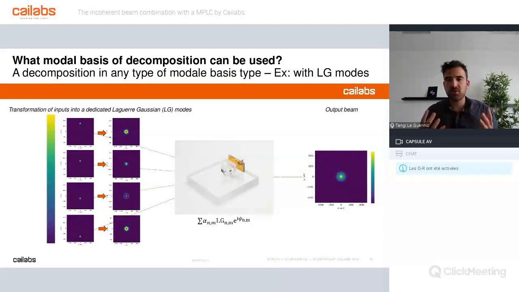The linear combination of these converted modes will give the final output beam that you can see on the right side. In this present example, where we combine 4 input beams, we convert them into a specific LG mode. LG as in Laguerre Gaussian mode. Input 1 into LG00, input 2 into LG10, and so on. And as you can see, the final output beam is the sum of the 4 inputs.